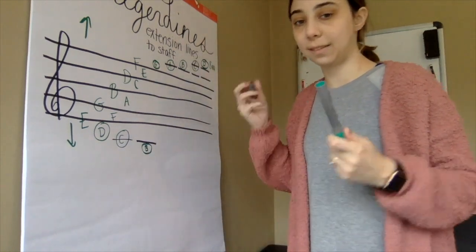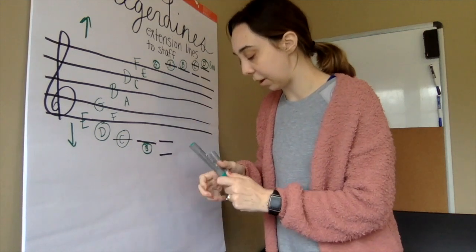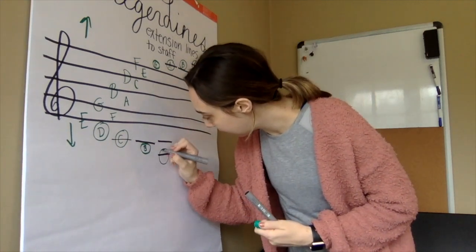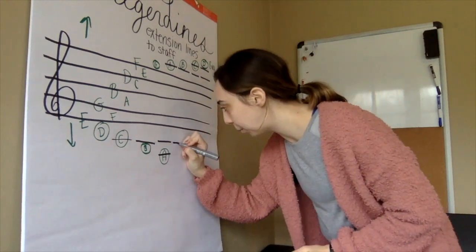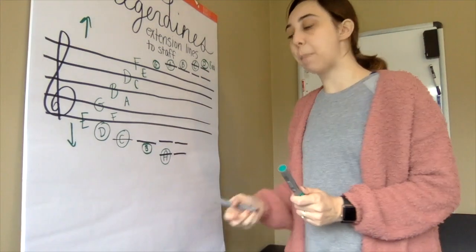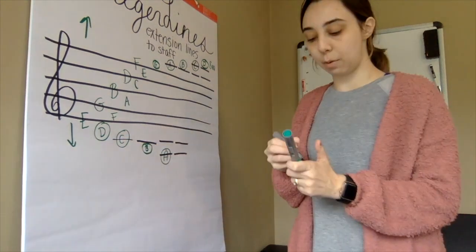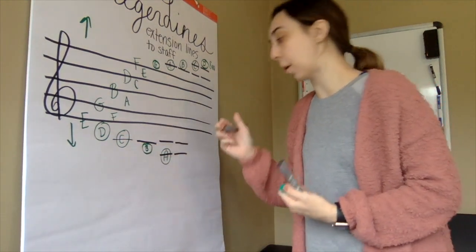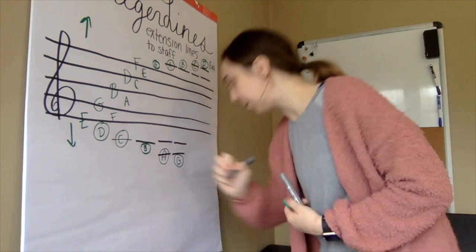At this point, we add a second ledger line. And that right there would be A. If we keep going, there's a space below that. Now remember, we're going in backwards alphabetical order. So D, C, B, A. When we get to A, we reset back to G because our musical alphabet only has so many letters. Just below that would be G.